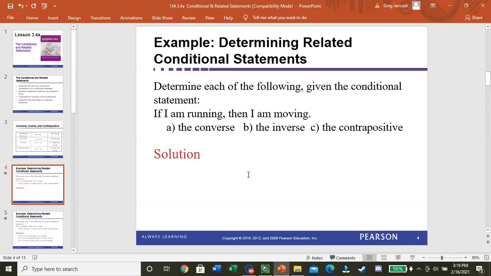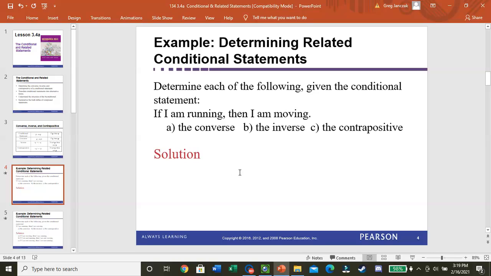Determine each of the following given the conditional statement. If I am running, then I am moving. So P, we're going to write that is I am running. Q, I am moving.